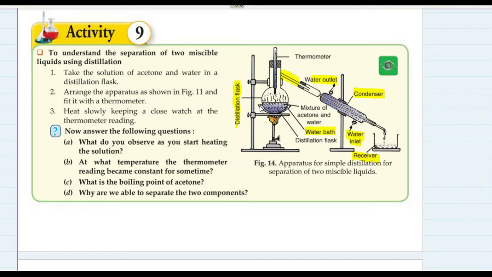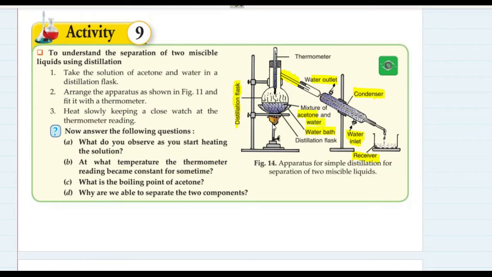A water bath is, you can say, an open flask kind of a thing in which there is water, and this water is heated directly under the flame. In this heated water, hot water, this round bottom flask is kept. Inside the round bottom flask, there is a mixture of acetone and water.